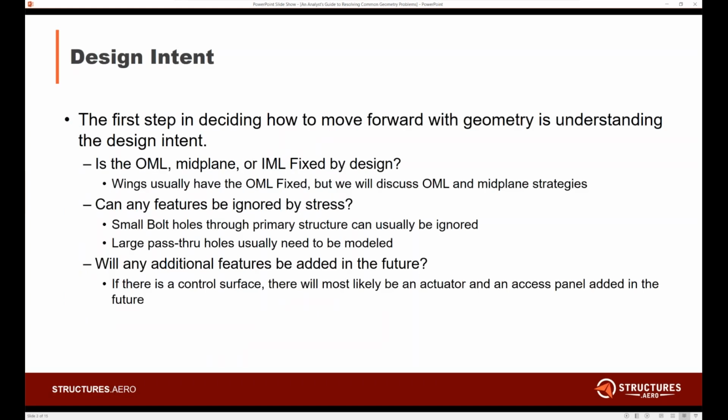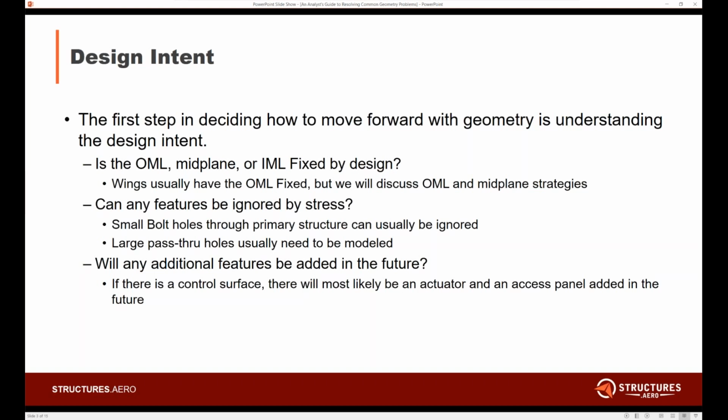I just want to first say, as a start, that the first thing you should do before messing with any geometry is to figure out what the design intent is. These are things like, is the OML, the outer mold line, the midplane, or the IML fixed by design? If you have a wing skin that's a composite material, usually your OML is fixed, which just means that the tooling is fixed, and any thickness change you make is going to go into the wing body, but the OML of the wing is going to stay constant, and that's for aero and for manufacturing reasons.